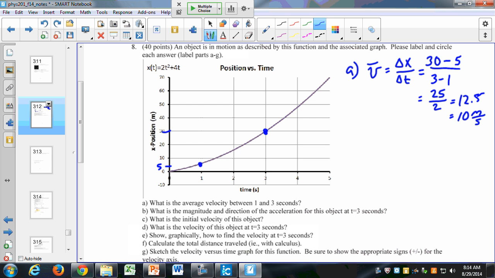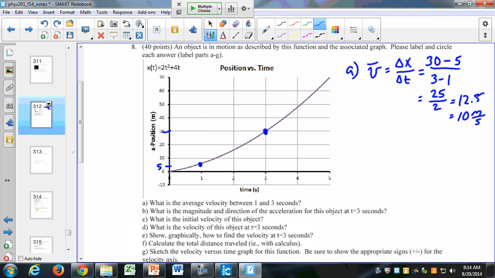Why is it 5? Oh, is it actually 6? Let's see. 2. Oh, yeah, you're right. I was just looking at the graph, but if you actually look at the function, is that what you did as well? You just eyeballed it. Okay.